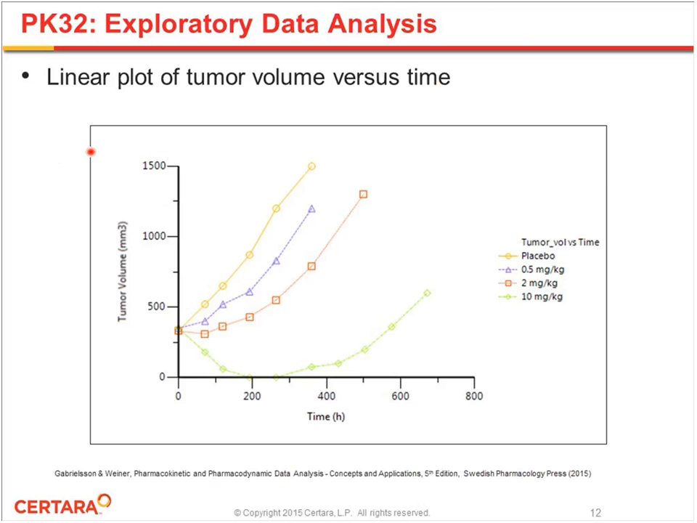Here's the plot, the linear plot of tumor volume versus time. In our xenograft study, we have 4 different treatment groups. The yellow one here is a placebo one, and then 3 groups with drug treatment at escalating doses, 2 with rather low doses, and 1 with a very high dose.